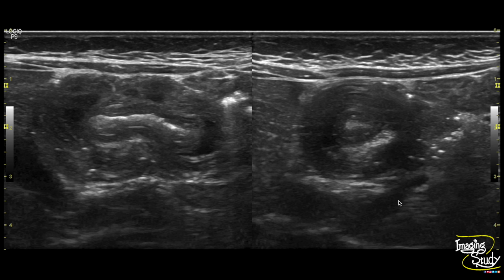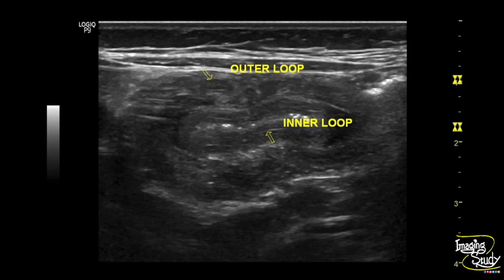And on transverse section, you can see the target sign or doughnut sign, or even you can say it bullseye sign, and you can see the outer bowel wall is edematous here. So again, the sausage-shaped structure with the loops marked here.